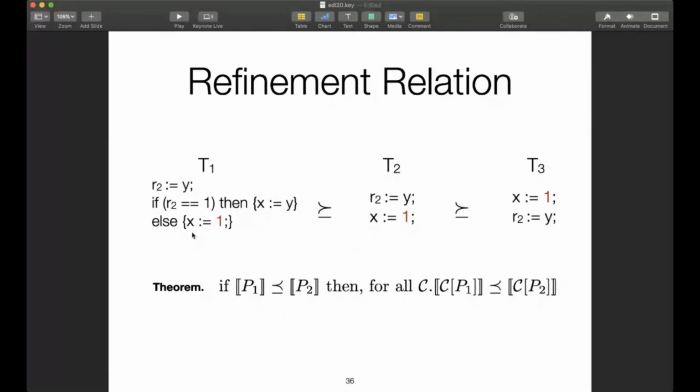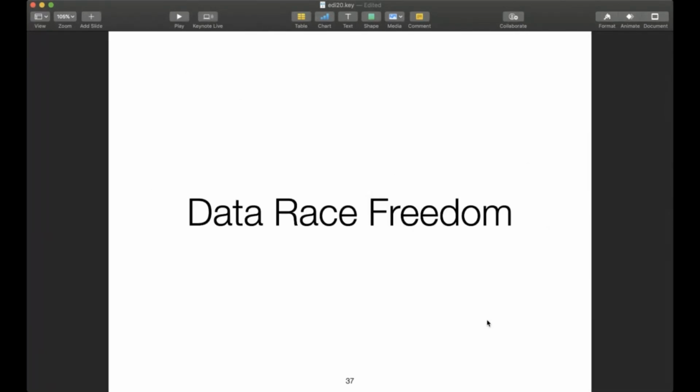So what we're saying is that the behavior of the T1 here, the original code, in any context has more behaviors than T2. So it's a sound optimization to move from here to here, and likewise from here to here. So we have a definition of refinement and a proof that that refinement is sound for our memory model. And it accepts this important test. Okay, let me go on to talk about data race freedom briefly.